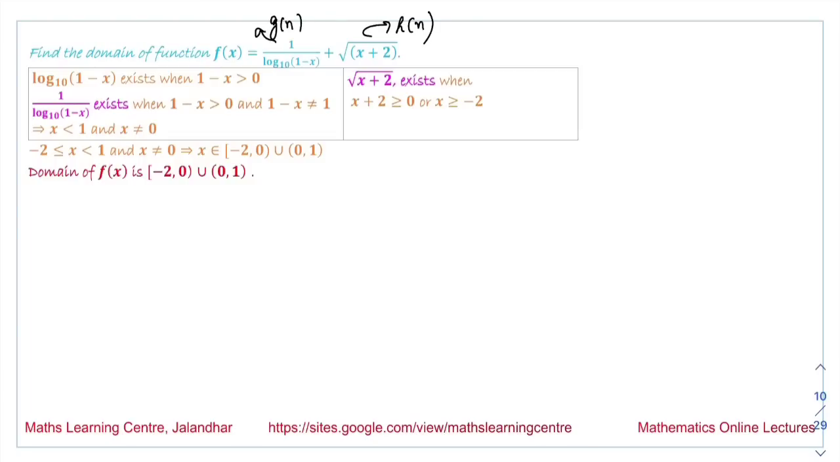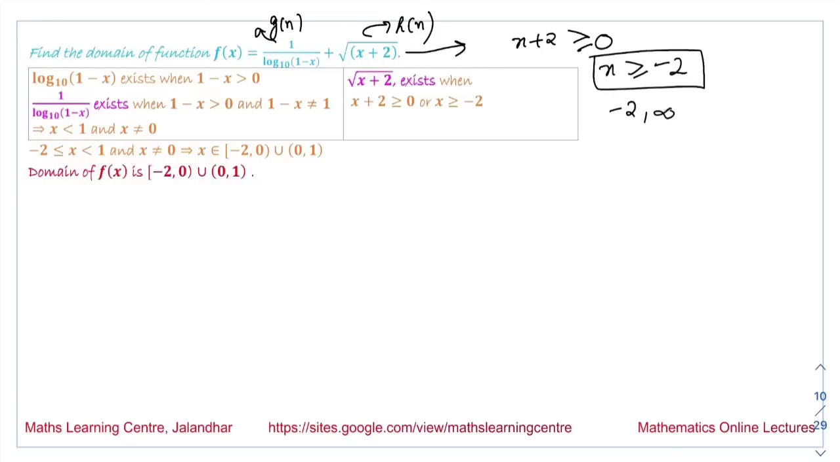For the domain of the function h(x), we are saying x plus 2 should be greater than or equal to 0, and this is true when x is greater than or equal to minus 2. So the interval we are writing is minus 2 to infinity, and it is closed at minus 2.